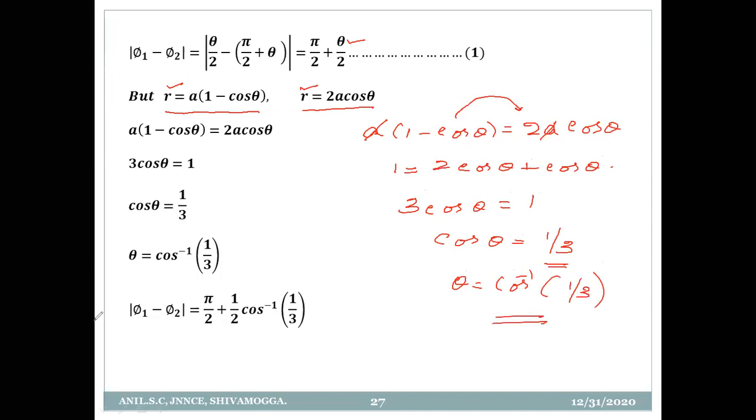Substitute in equation number 1. Equation number 1 is pi by 2 plus theta by 2. Therefore, pi by 2 plus theta, theta is cos inverse 1 by 3 divided by 2.